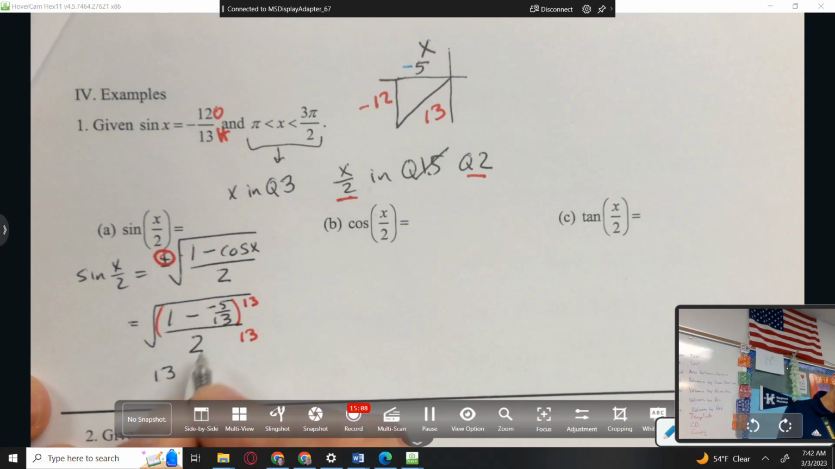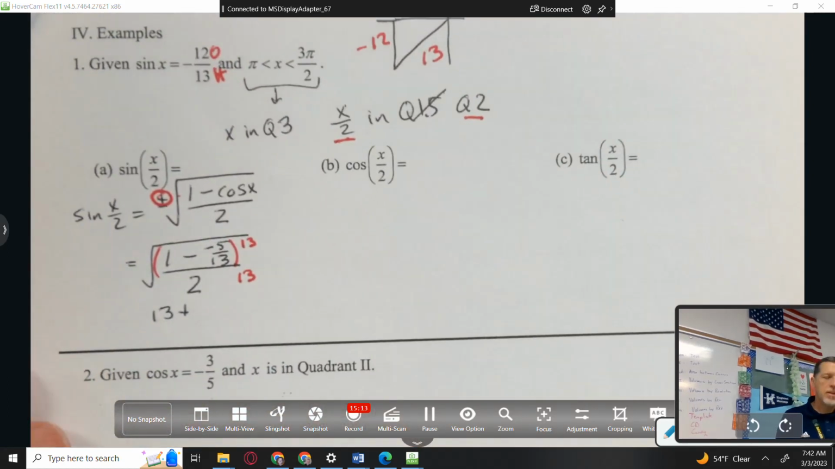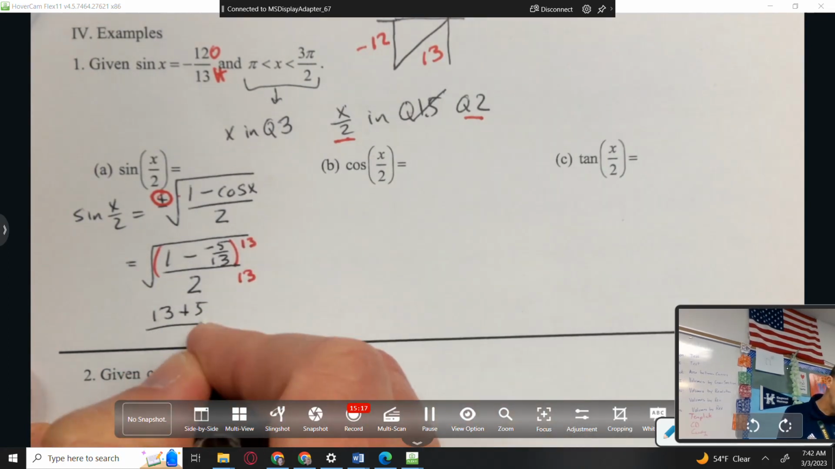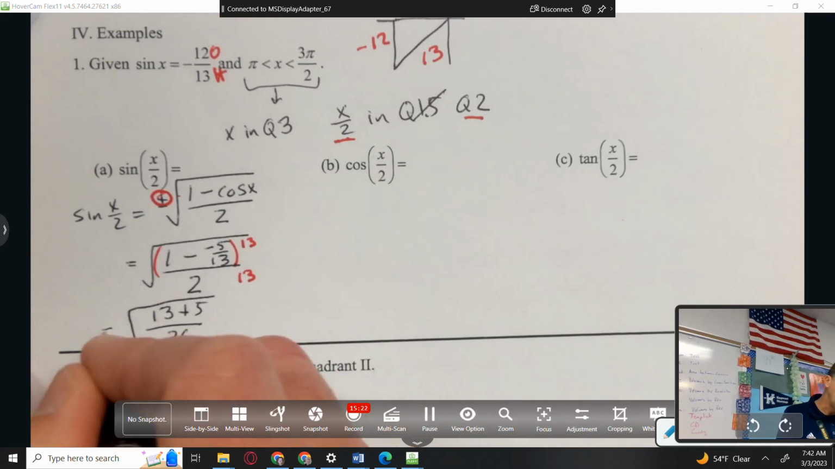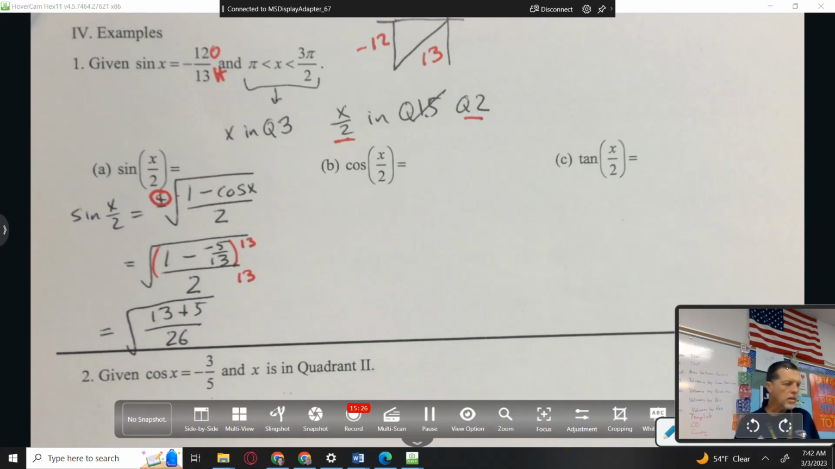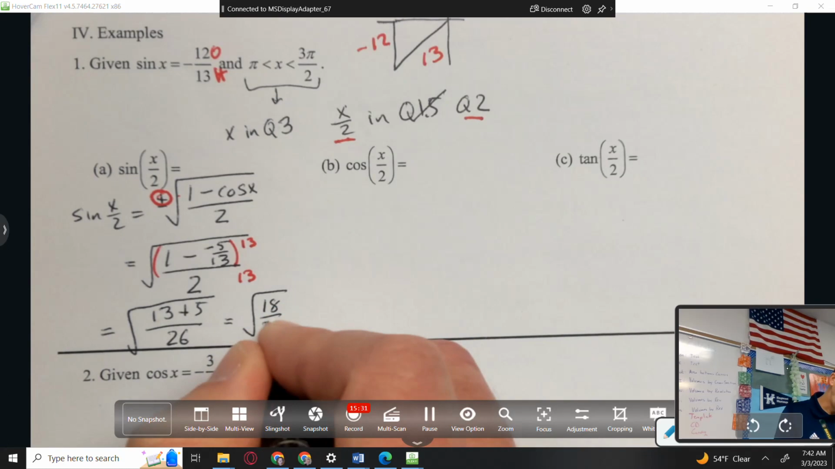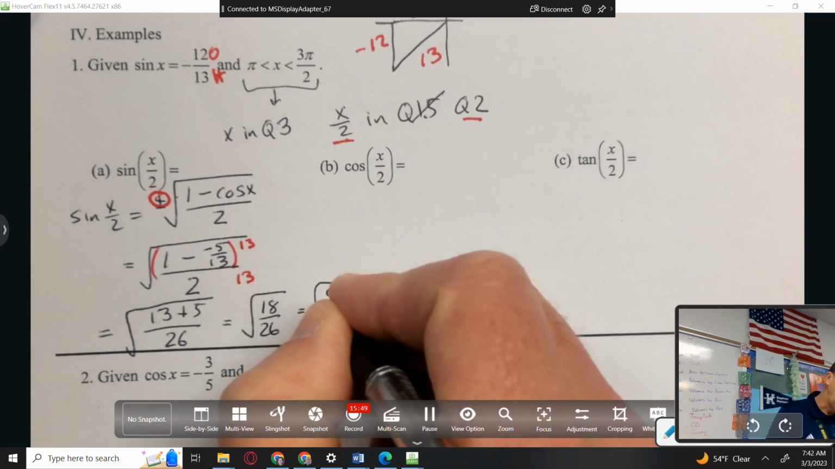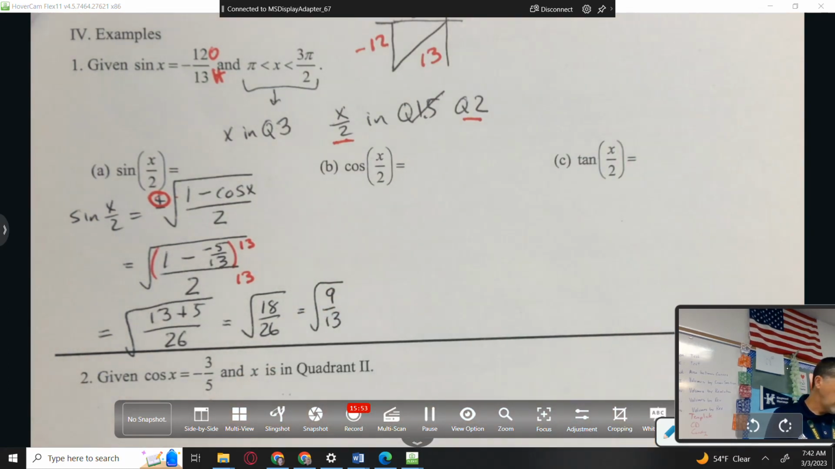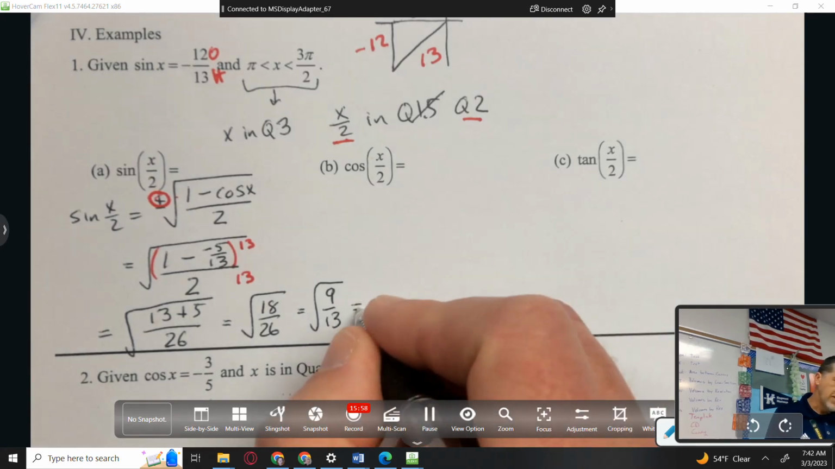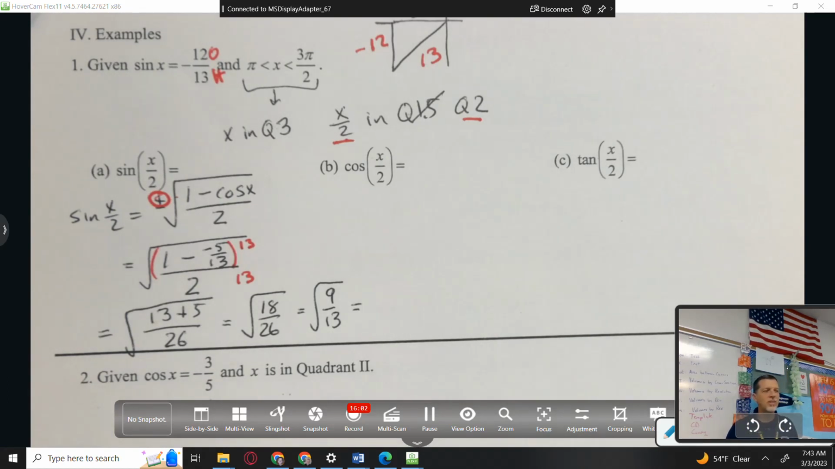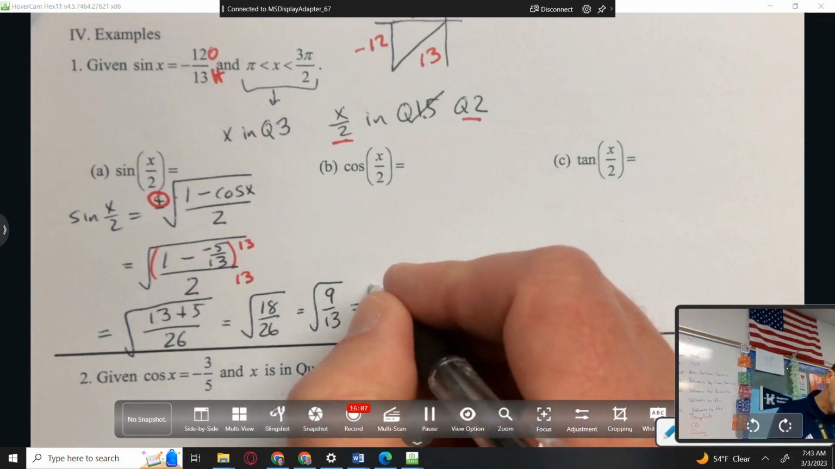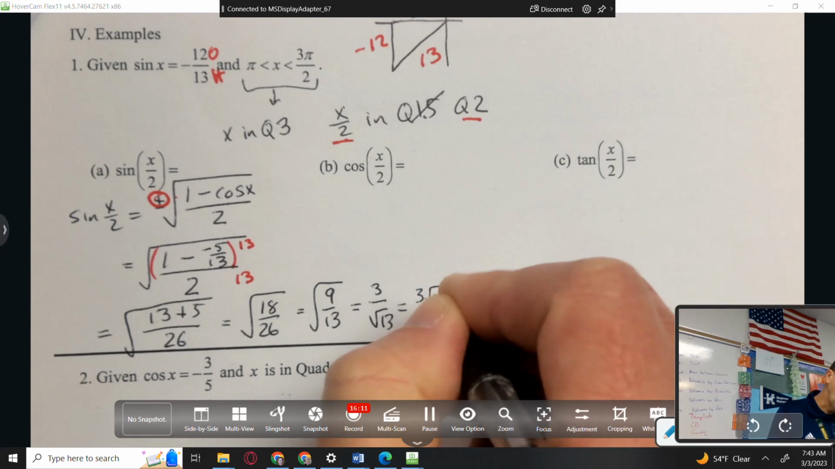So distribute the 13. 13 plus, the two negatives make a plus. On the second fraction, the 13's cancel. And in the bottom, 13 times 2 is 26. And by the way, this is still under the big square root. So square root of 18 over 26. Ugh. What do you want to do next? Yeah, let's reduce the fraction before we worry about the square root. So that would be 9 and 13. Oh, that's good news. Why is that good news? Because it's 3. So 3 over square root of 13, and then 3 root 13 over 13.